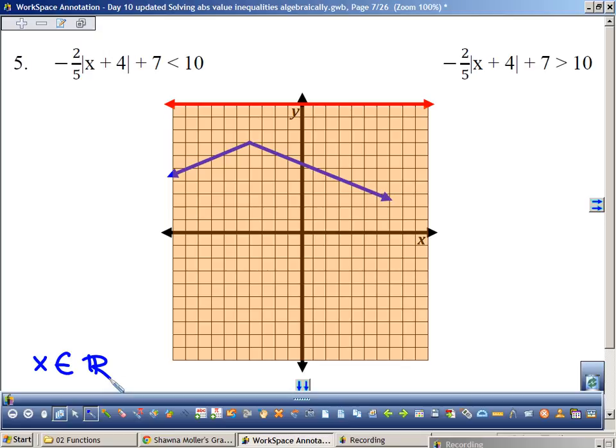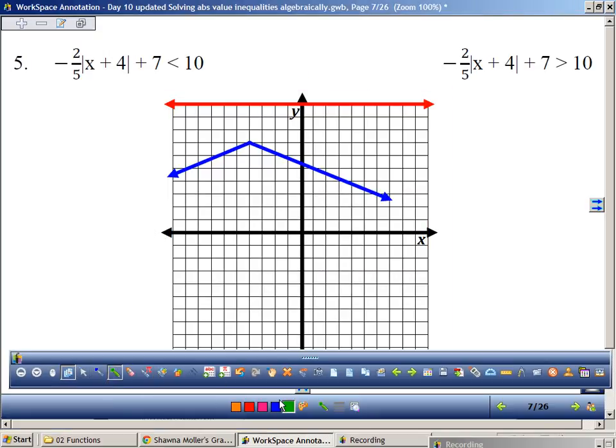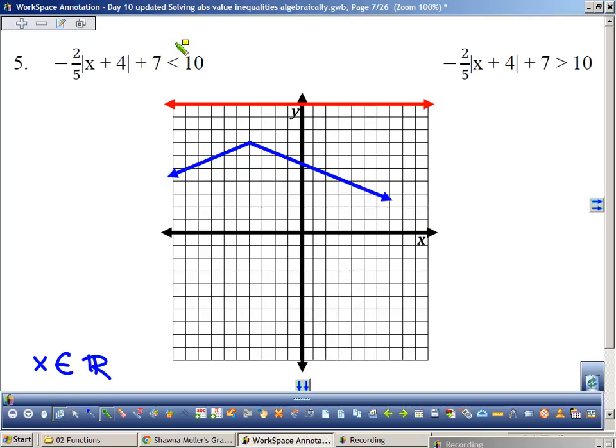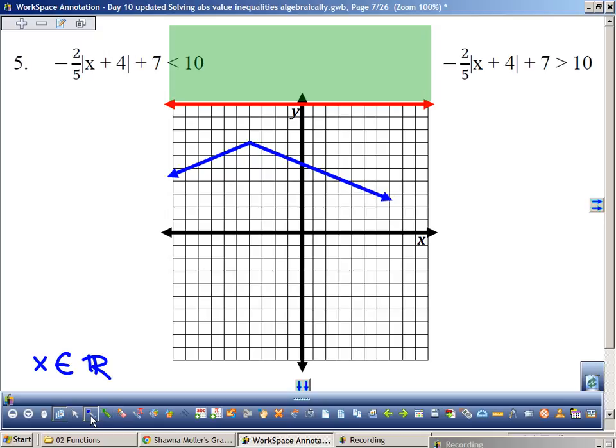And then let's look at this one. If we were talking greater than, everything greater than that. Is that absolute value graph involved with anything that's greater than that? No. So what's this one going to be over here?